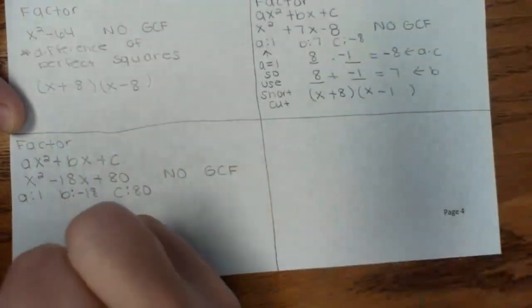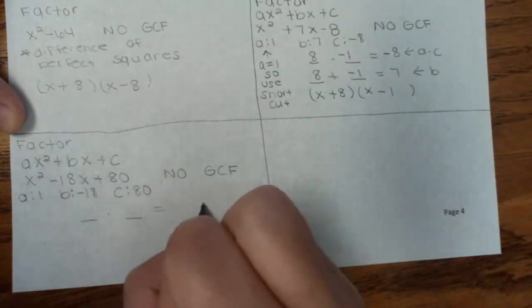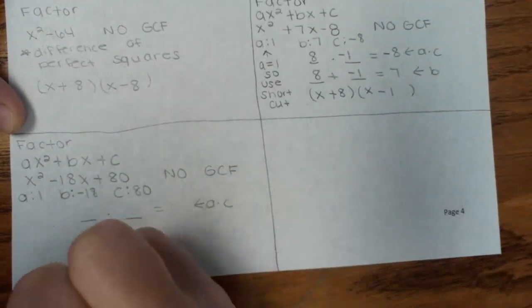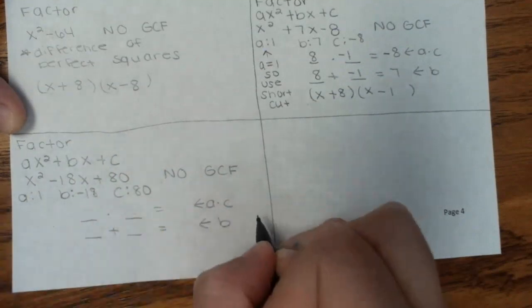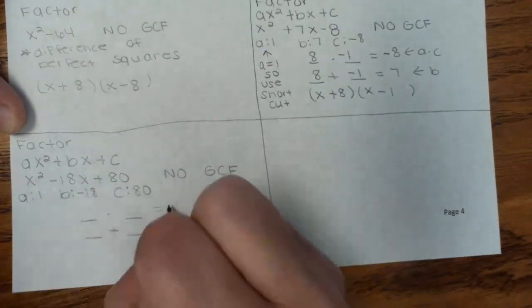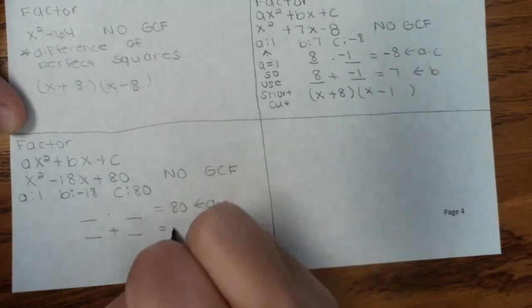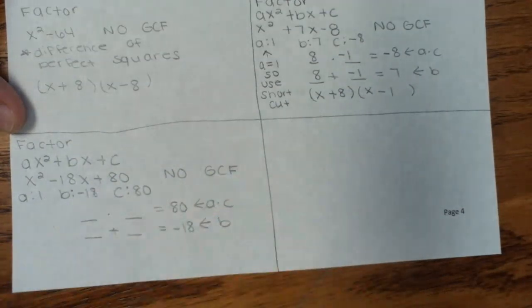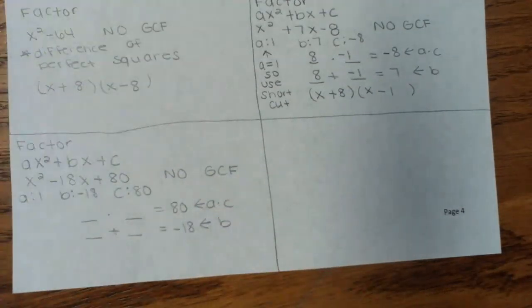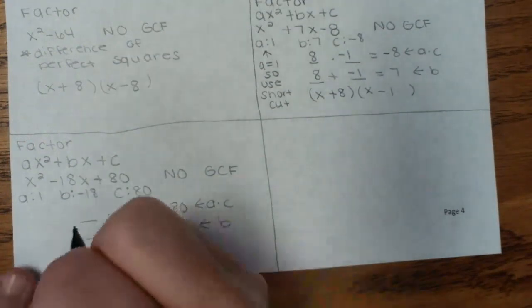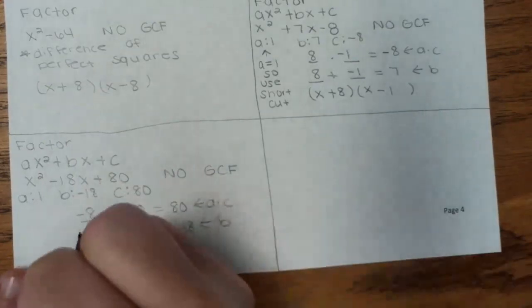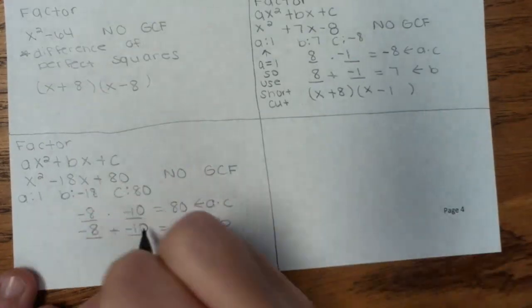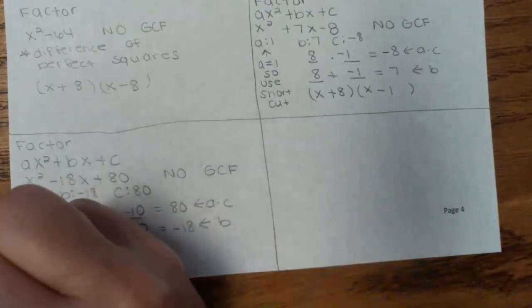So we're looking for two numbers that multiply together to give us a times c, and the same two numbers to add together to give us b. So a times c, so 1 times 80, which is 80, and add together to give us b, which is negative 18. I'm thinking negative 8 and negative 10. Negative 8 times negative 10 is positive 80. Negative 8 plus negative 10 is negative 18.